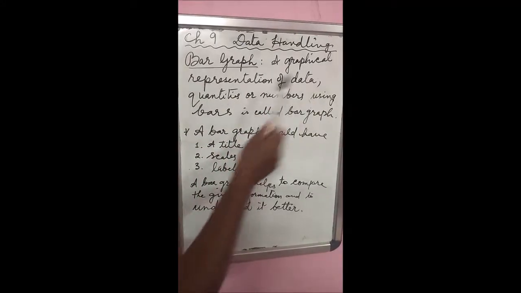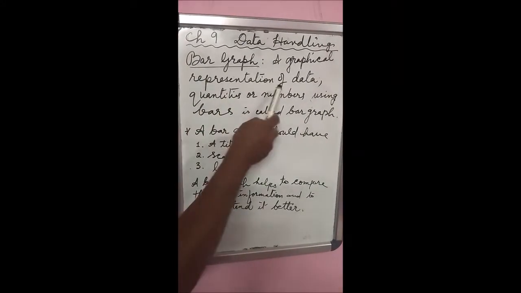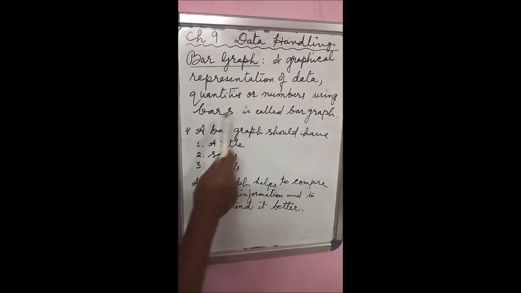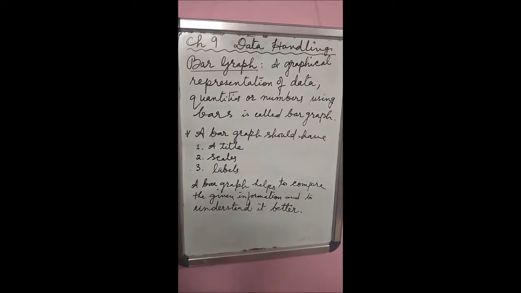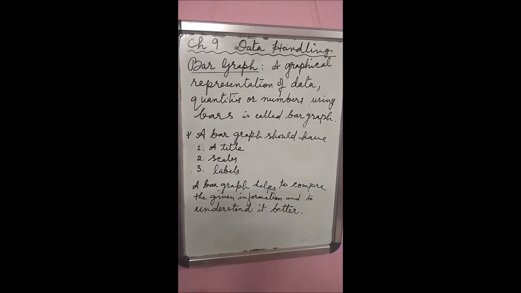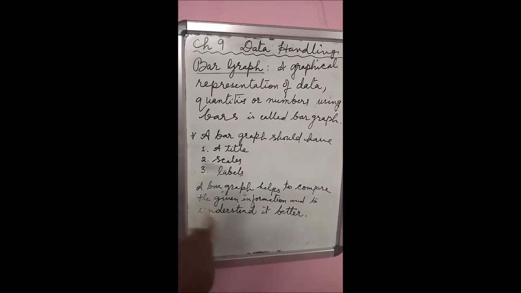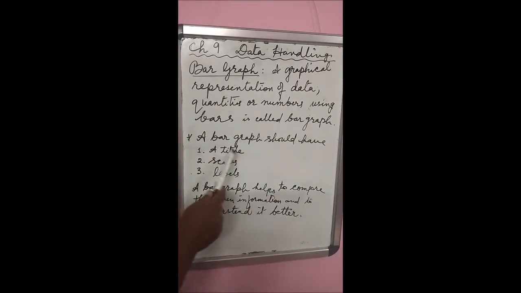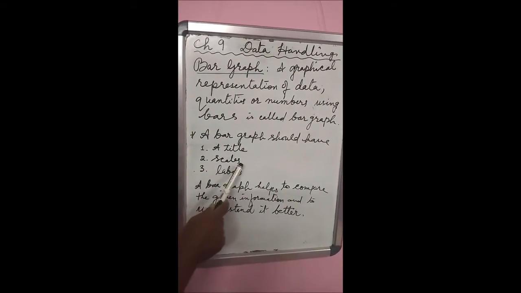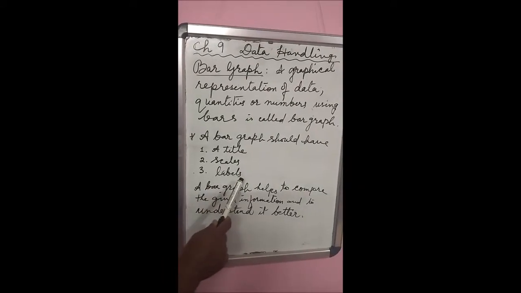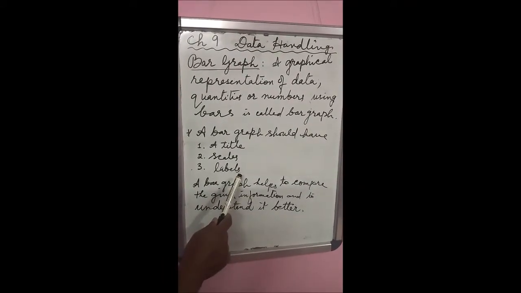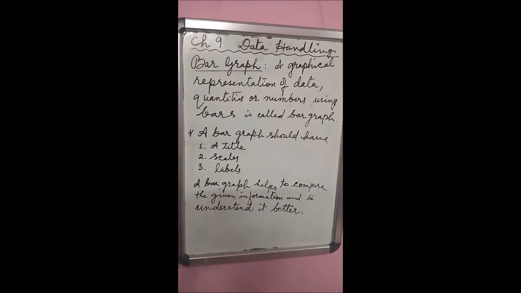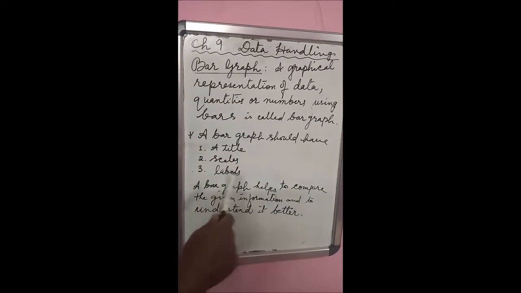A graphical representation of data, quantities or numbers using bars is called bar graph. And in a bar graph there should be a title, scales, labels stating the data representation on the scales. It will be clear when we go to the exercise.